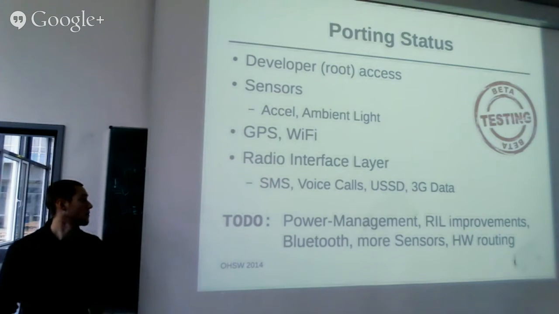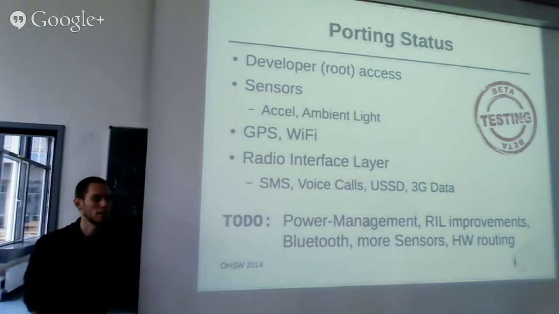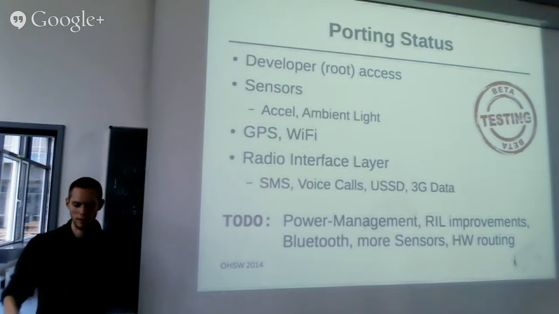Then we have GPS and Wi-Fi working. You can use it for a navigation system, for example, and you can use it to surf the web via Wi-Fi. But of course, for this, you need the non-free firmware blob for Wi-Fi. But in the Goldelico variant, we have this blob integrated. So you can just unpack, start it, and use Wi-Fi.